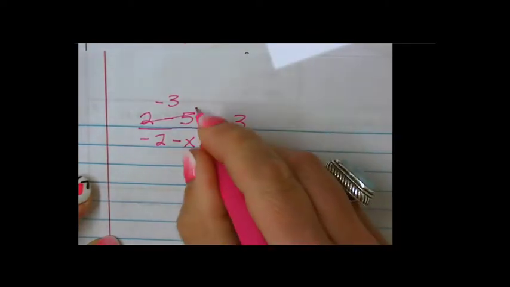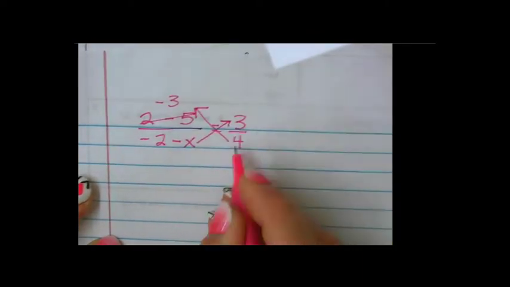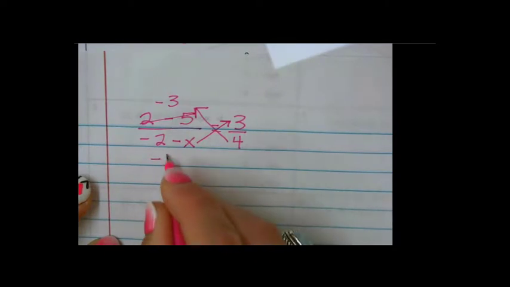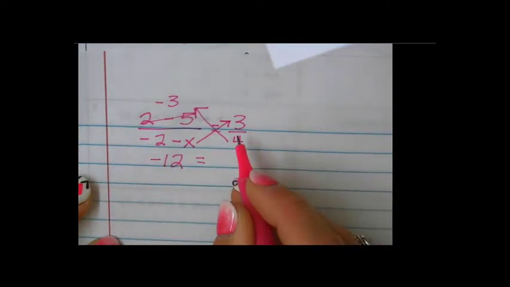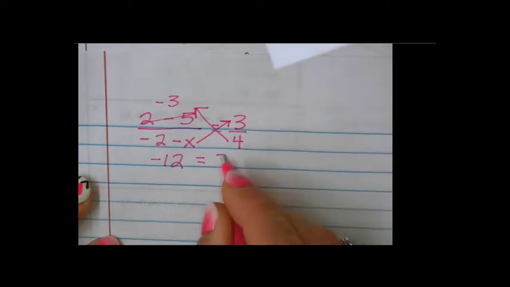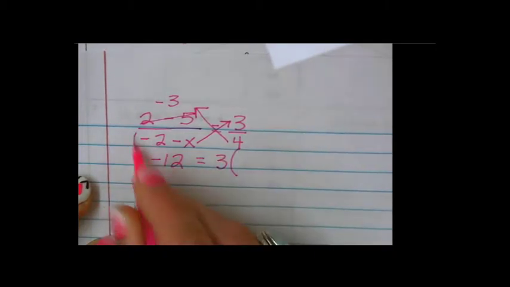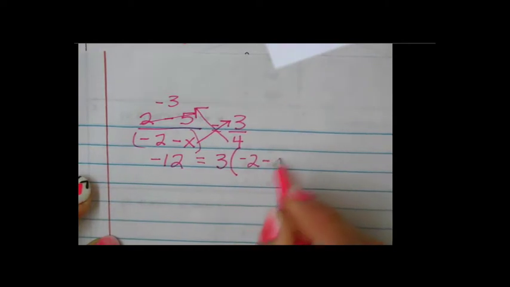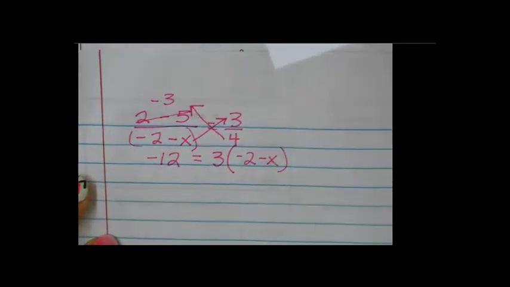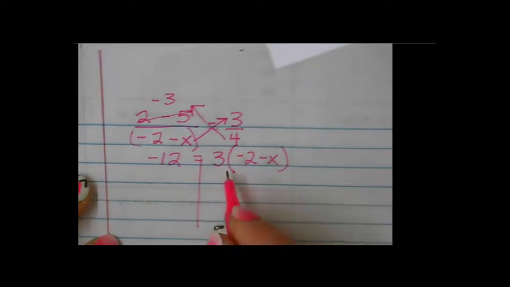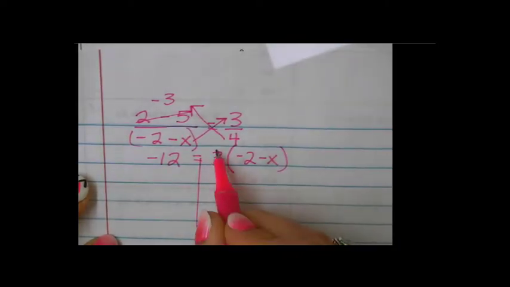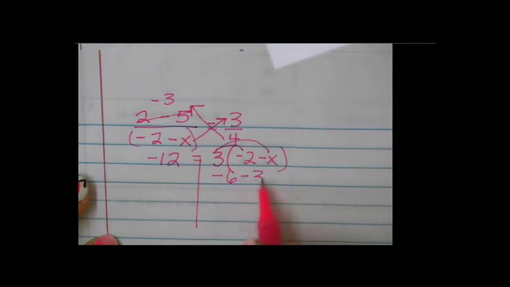We're going to cross multiply. 4 times negative 3 is negative 12. And I'm going to set this up, and then we're eventually going to have to distribute. It's 3 times this quantity, negative 2 minus x. Simplify the right-hand side of the equation by using distributive. 3 times negative 2 is negative 6. 3 times negative x is negative 3x. And I bring down that negative 12.